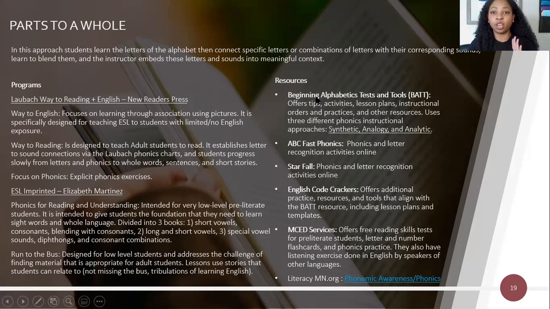Some resources, some of my favorite resources anyway, that are great for parts to a whole include the Beginning Alphabetics Test and Tools, or the BAT, which aligns with the English Code Crackers, okay? ABC Fast Phonics, Starfall, MSED Services, and Literacy Minnesota's organization. And I am actually going to show you a couple of those.